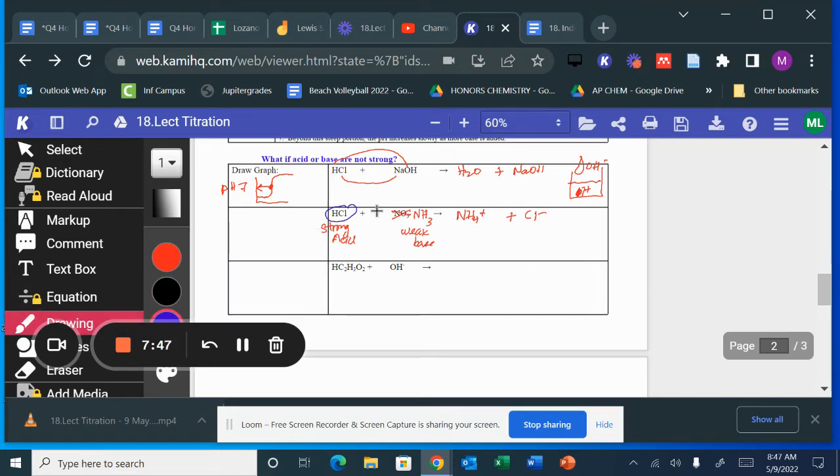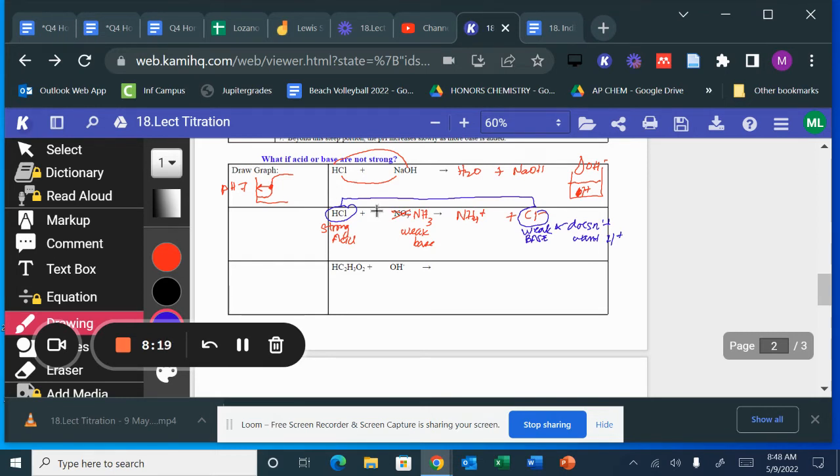Let's look at the spectator ions here. Let's look at the conjugate pairs. HCl becomes Cl minus. This is the acid, and this is now its conjugate base. If you have a strong acid, this base will be weak, because strong acid means the H plus will come off, which means the Cl minus doesn't want it. So the Cl minus doesn't want H plus, so it is a weak base.